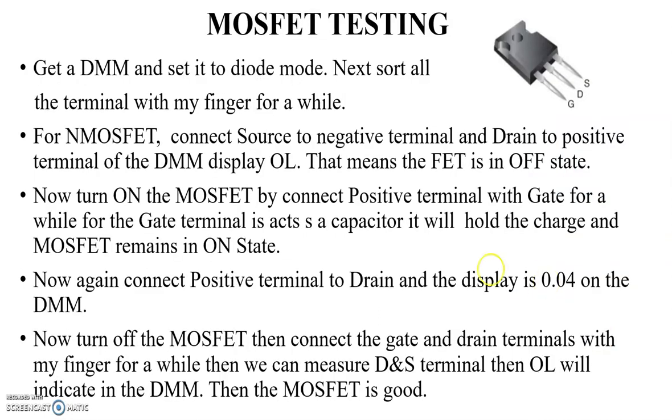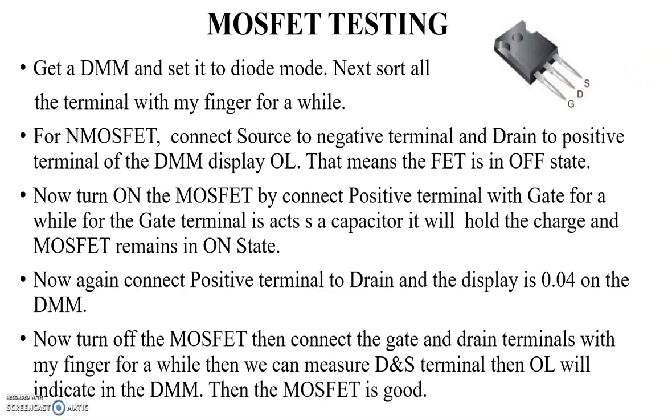Next, similarly, you can check the MOSFET also. First, put the DMM in the diode mode, and next short all the terminals with my finger for a while. For an N MOSFET, connect the source to the negative terminal and the drain to the positive terminal of the DMM. The display will be like this. OL will be indicated. That means the FET is in off state.